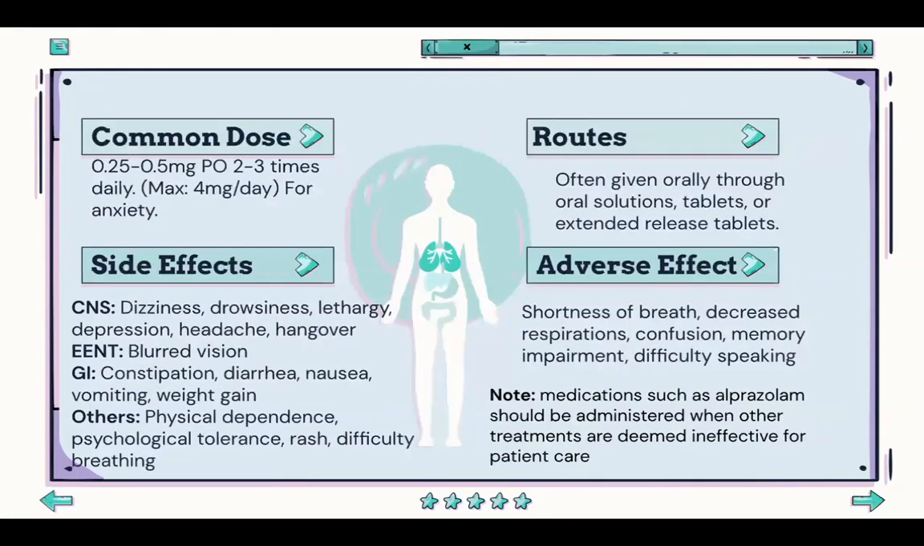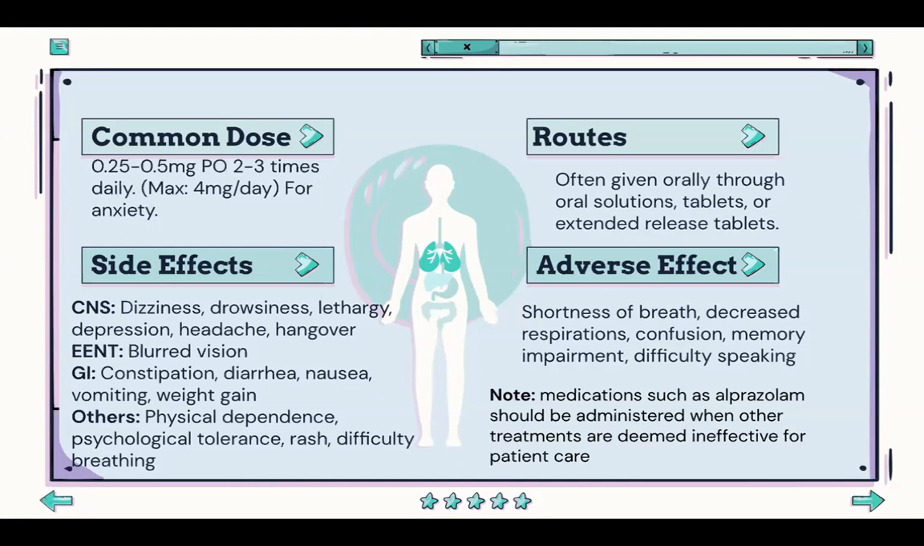We're now going to focus on dosages and side effects. So common doses for anxiety is 0.25 to 0.5 milligrams, given PO 2 to 3 times daily. You'll have a total max of 4 milligrams per day. And the routes that are commonly given are orally, and you can receive this medication through oral solutions, tablets, or extended release tablets.